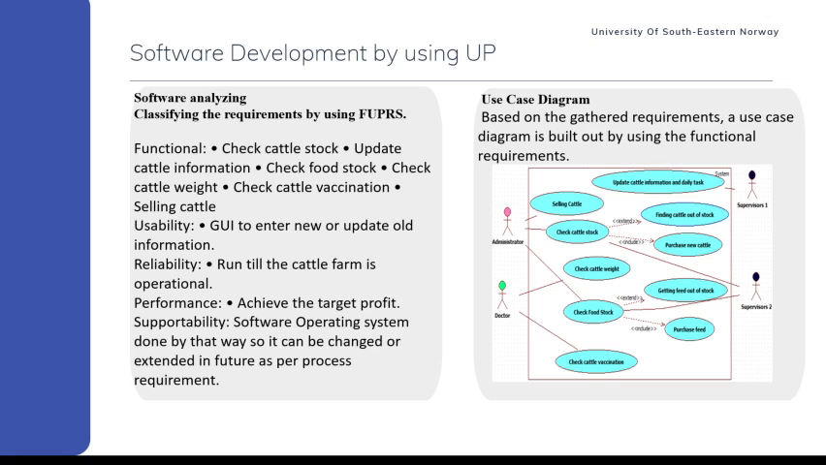As in the picture, here are the use cases I have used: selling cattle, check cattle stock, and extend and inclusion are also included. Like if I find cattle out of stock, then I need to purchase cattle, and check cattle weight, check food stock, check the vaccination, and so on. So here there are supervisor, doctor and administrator who are giving their responsibility, playing an actor role.